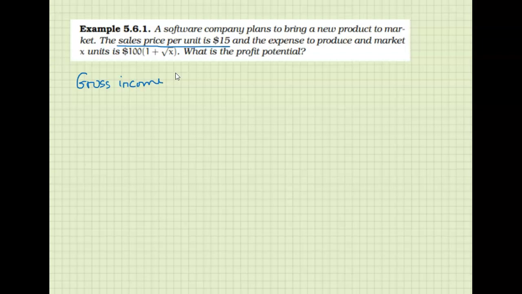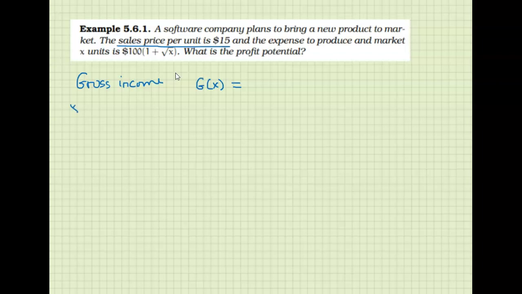All right, let's call that G of X, gross income. Basically, gross income means, before you worry about what costs the company has, how much money, how much product are you selling? It's how much money you're getting in from selling the product.